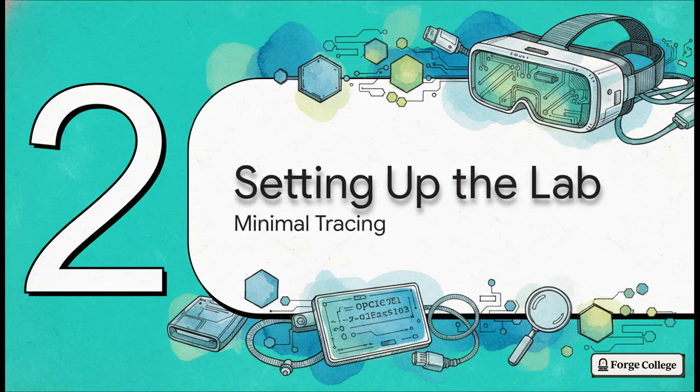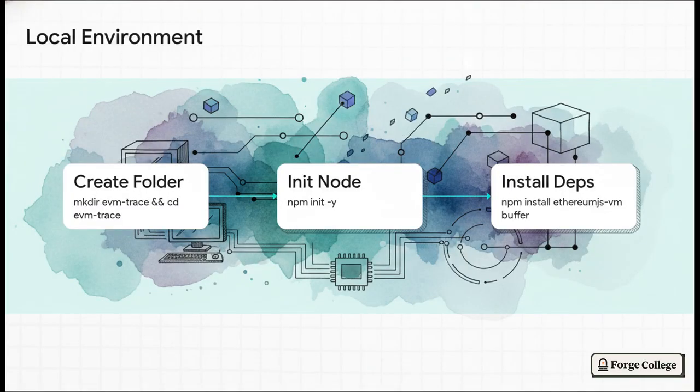Moving on to Section 2, setting up the lab. To do this kind of microscopic forensic work, we need a clean workspace. Let's grab those virtual mechanics goggles. We're going to build a really minimal local Node.js tracing environment. It just takes a few terminal commands. We'll make a directory called EVM trace, initialize a new node project, and install ethereumjs-vm along with buffer. Why so minimal? Because by doing this, we completely silence all the background noise of a full blockchain node. We want to focus entirely on pure raw code execution without any distractions.